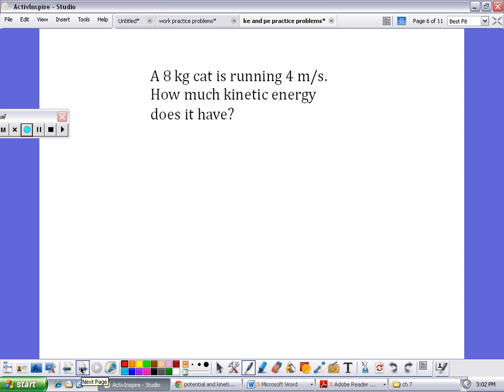Next problem. An 8-kilogram cat is running 4 meters per second. How much kinetic energy does it have? Pause the video, complete your problem.